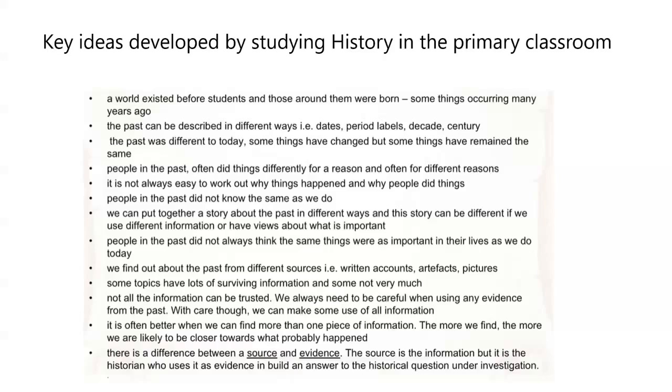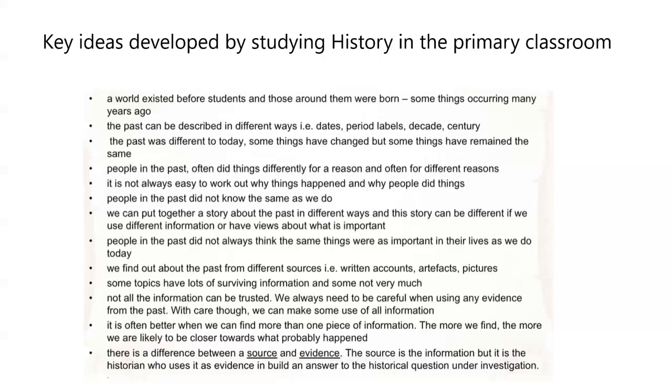It is not always easy to work out why things happened and why people did things. People in the past did not know the same as we do. We can put together a story about the past in different ways, and this story can be different if we use different information or have views about what is important. People in the past did not always think the same things were as important in their lives as we do today. We find out about the past from different sources, written accounts, artifacts, and pictures.